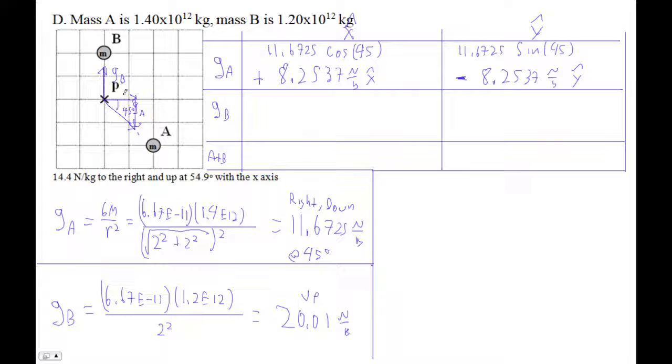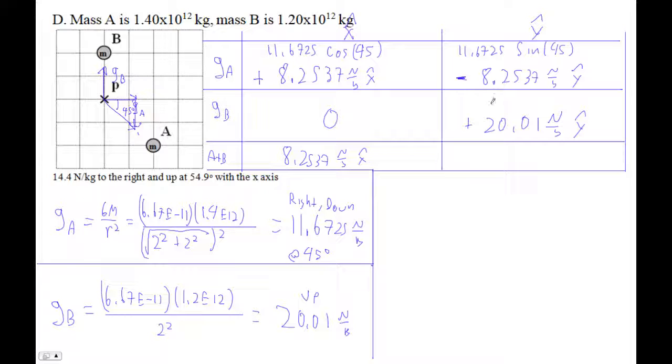Okay, so let's figure out B. Oh, B is easy. None of it's in the x direction, and all of it is in the y direction. So it's 20.01 newtons per kilogram in the y direction, because it's straight up. I love that. So this guy is 8.2537 newtons per kilogram in the x direction.